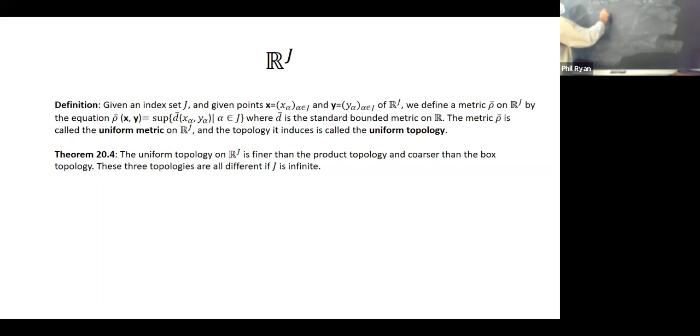So for each i, what do we got to do? We've got to choose an epsilon i greater than 0 such that the ball in the standard bounded metric d bar around x alpha i of radius epsilon i is contained in U alpha i. So this is in each component, because rho bar is for the whole product, d bar is for each component. So we're definitely just sticking to one component.